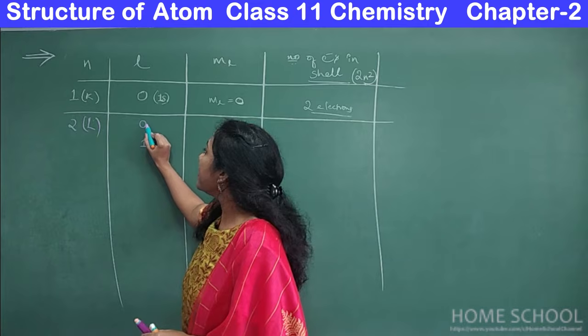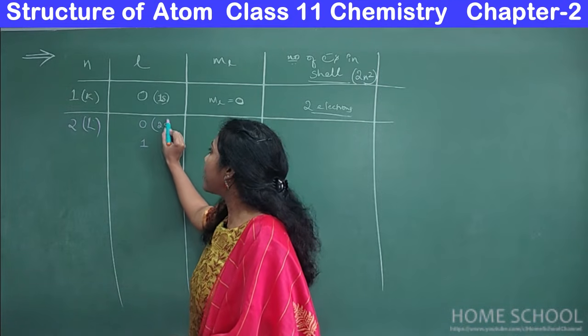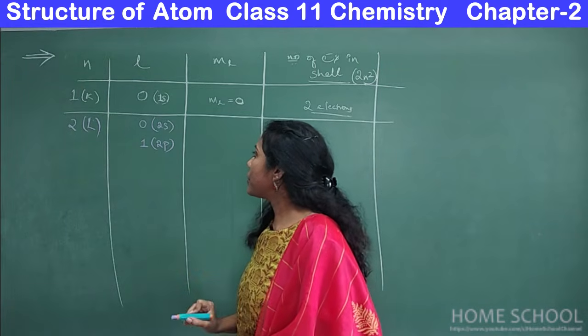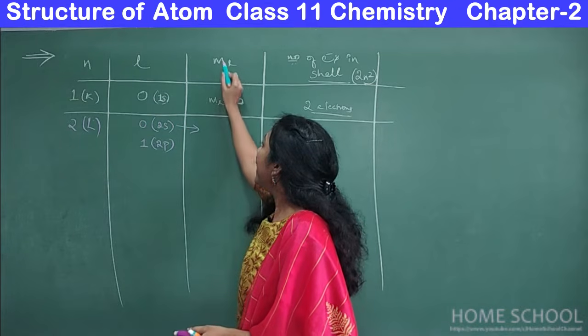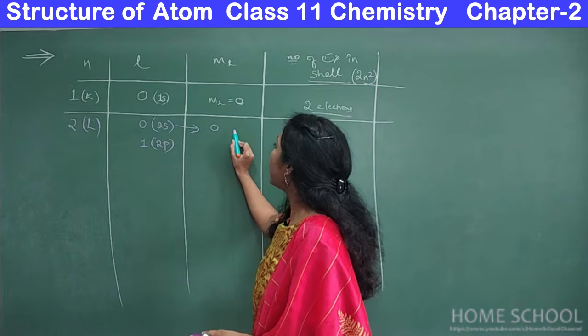Okay, so this 0 is called the s subshell. Which subshell is it? This is the 2s subshell, and this is the 2p subshell. This is the designation. So when l is equal to 0, how many ml values are possible? 0 only.